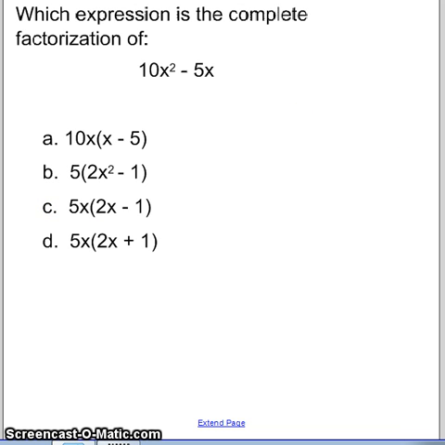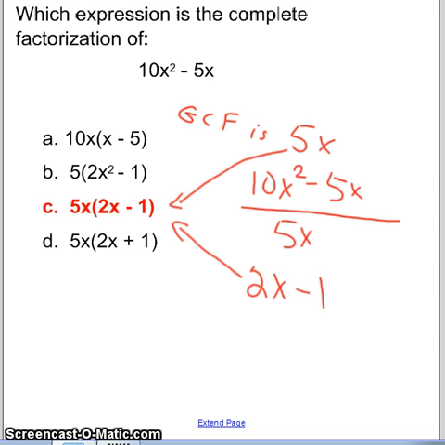Here's a hard one that may be on your SOL test. We've got to factor 10x squared minus 5x. So we're looking for the greatest common factor. The greatest common factor between 10 and 5 is 5. And then we've got an x squared and an x, so we can take an x out of both of those. So 5x is what we're going to divide out. So it's the number in front of the parentheses.